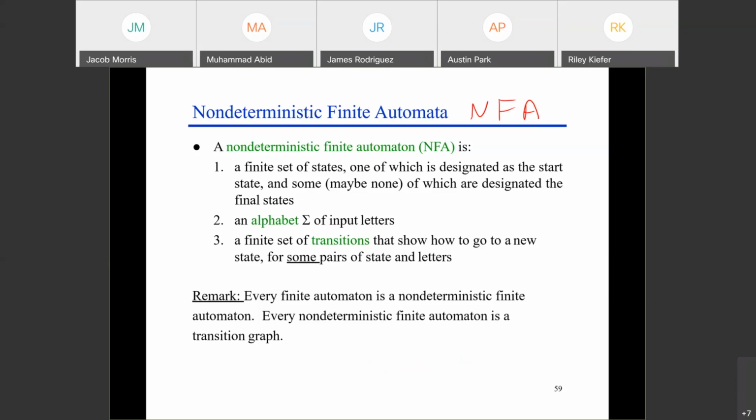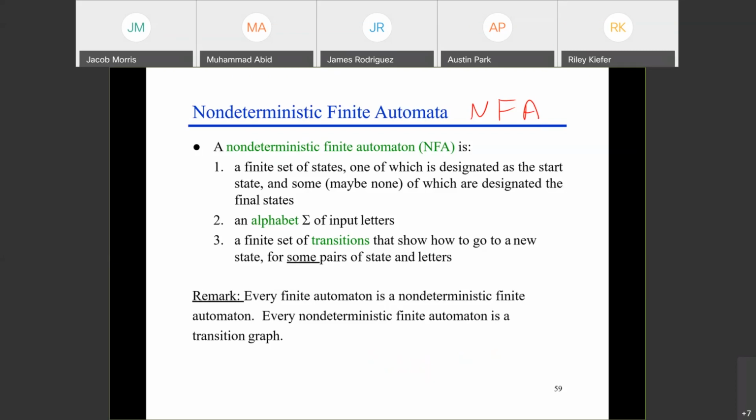It is more relaxed than normal FA or DFA. Now, let me see what the properties of that are. So let's see the definition.